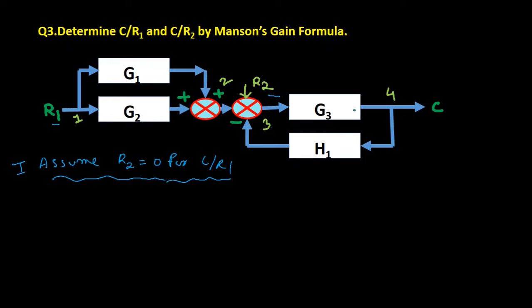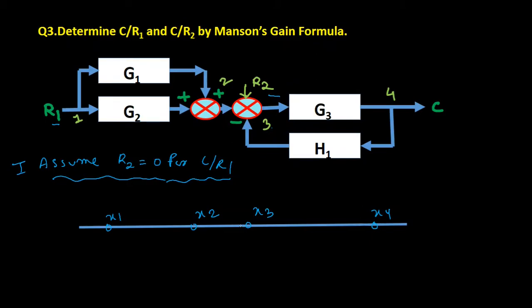First we draw one line. We mark the input node as x1, then the output node is x4. Now we mark all the intermediate nodes: this is x2, then x3 is coming. Now the input signal is R1, so we mark R1 here, then the output signal is C, so we mark C here. Now we start drawing.